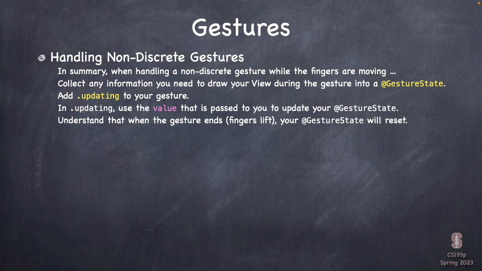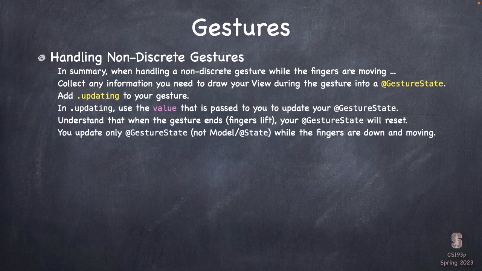The gesture state really should be at some well-known reset position all the time, except for when you're actually in the gesture. Now you update your gesture state while the fingers are down and moving only. You never update your gesture state again in onUp here or anywhere else. And your model and your state is permanently updated in onEnded. That's what you do in onEnded. Update your model or your @State. One way to think about this that sometimes clears it up for people is updating is for the @GestureState, onEnded is for the model and @State.